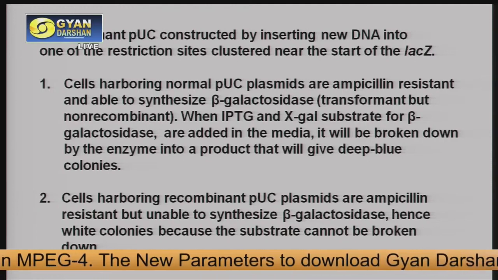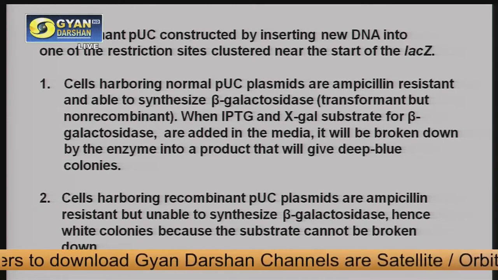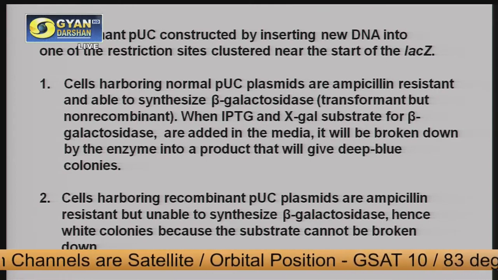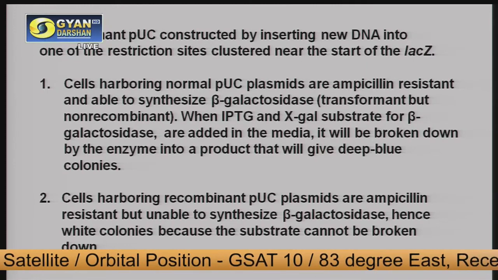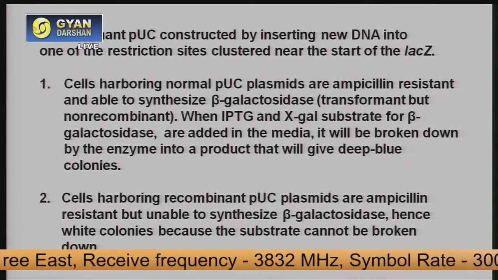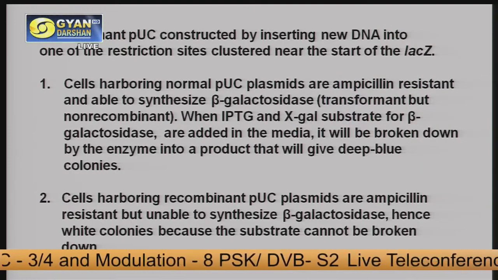Cells harboring normal pUC are ampicillin resistant and are able to synthesize beta-galactosidase. When IPTG and X-gal substrate are added, it will be broken by the enzyme, and therefore a deep blue color will be obtained, deep blue colonies will be obtained. But the recombinant pUC plasmids, because you have cloned the gene within the lacZ gene, will not be able to encode the functional beta-galactosidase, and therefore there will be no degradation of the product, and therefore the colonies obtained will be white.